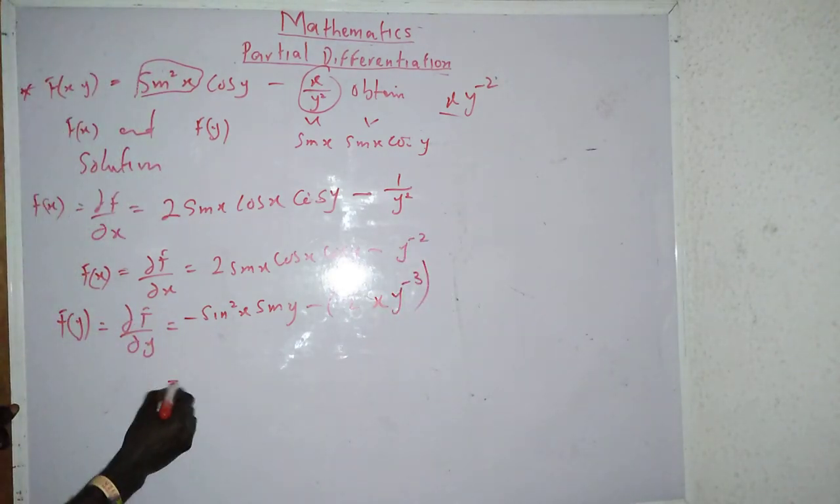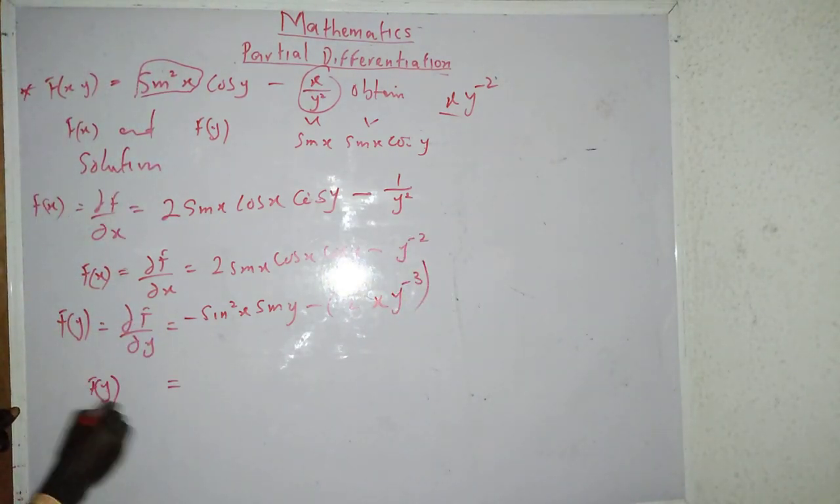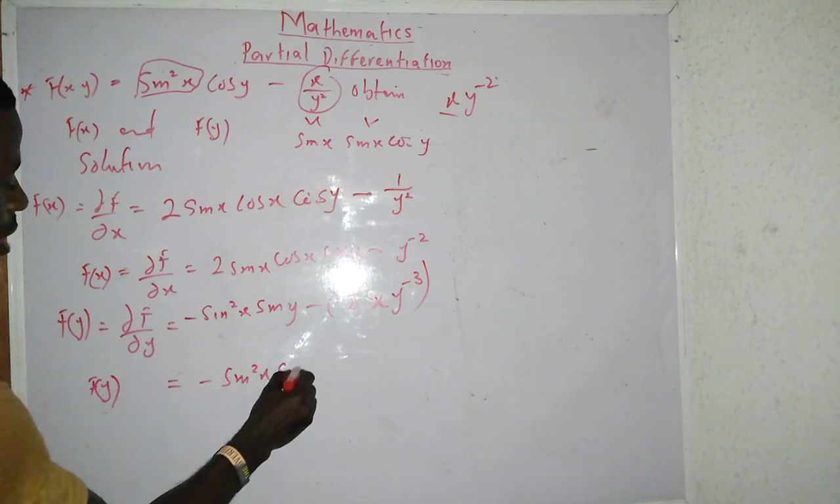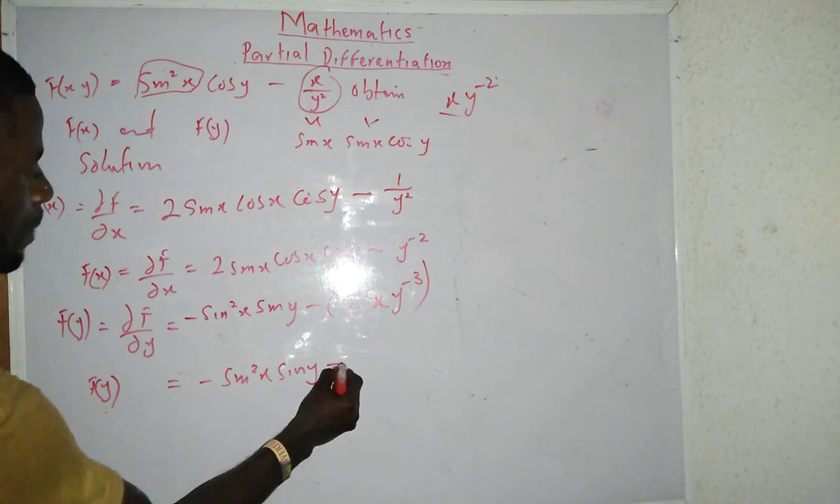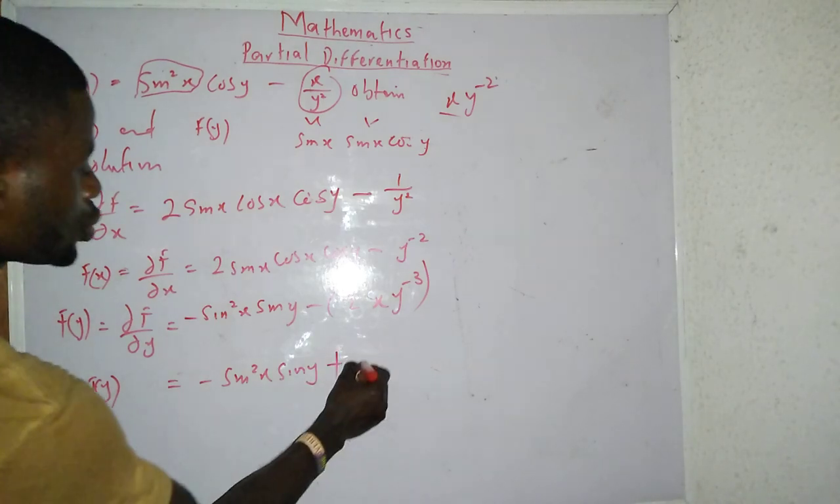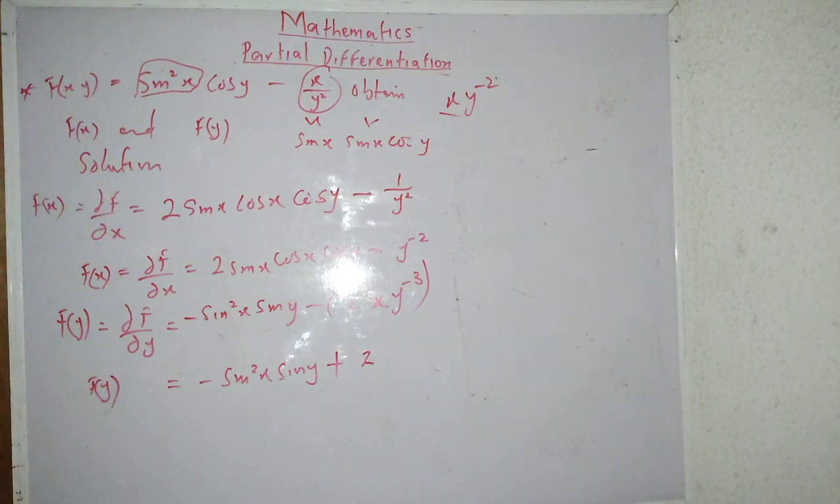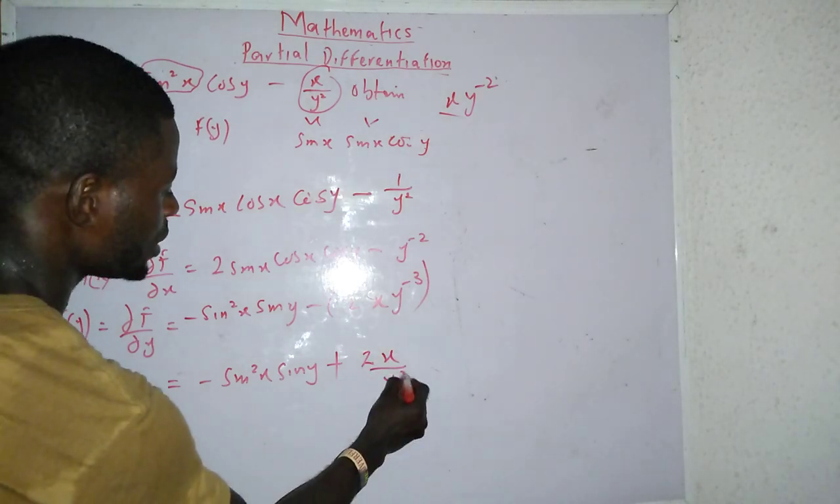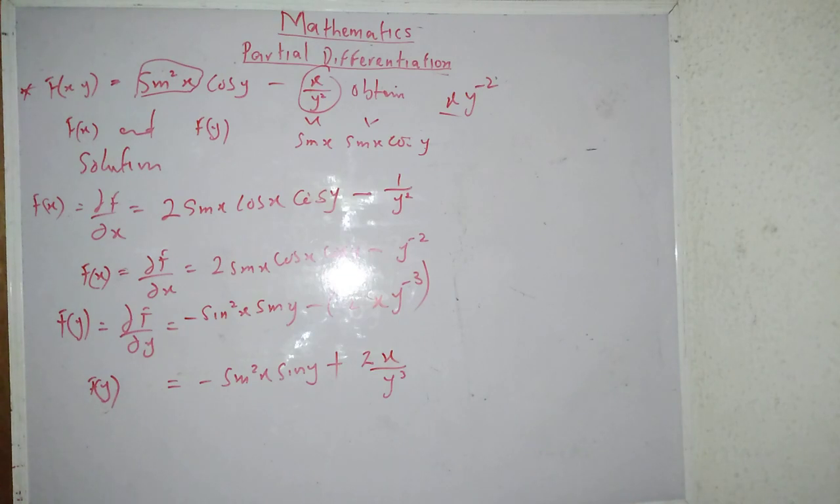Which I can now present my answer as my function of y, it will be minus sine square x sine y plus 2x all over y raised to power 3. That is my final answer. Now, we can do that, and so on and so forth, and that is all about our partial derivation.